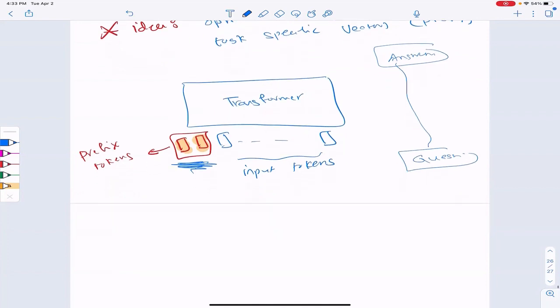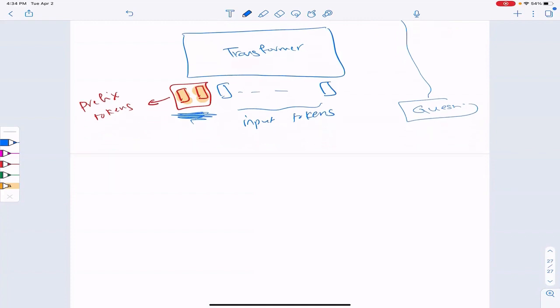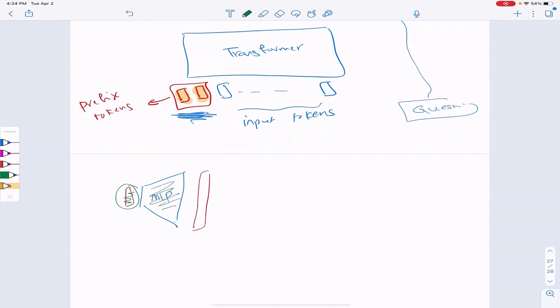In fact, in the paper, they don't even directly optimize these vectors. What they do is that they have an MLP that outputs these prefixes, and they have input vectors to the MLP, much smaller in terms of dimensionality, and then you have the MLP weights. So these are the two sets of weights that you optimize, and then you get your prefixes based on your optimization.